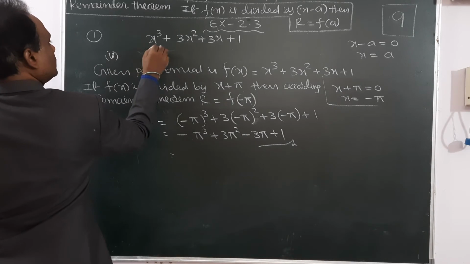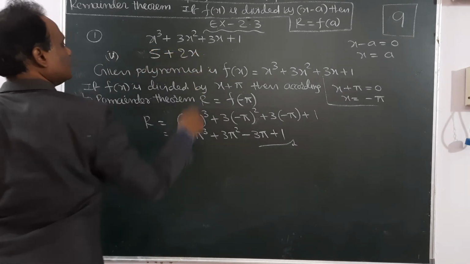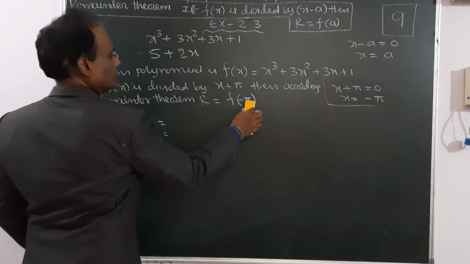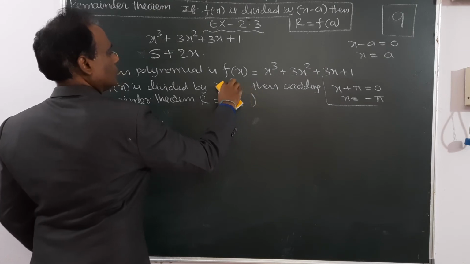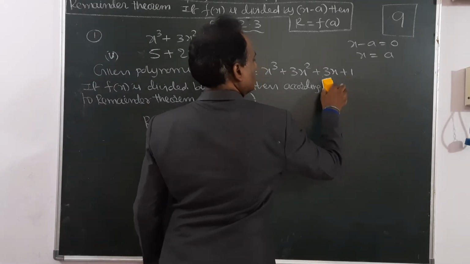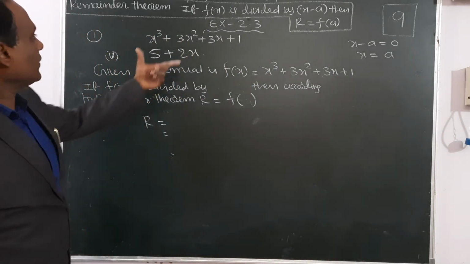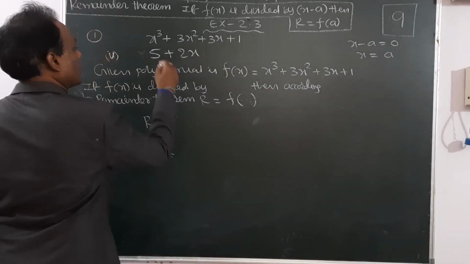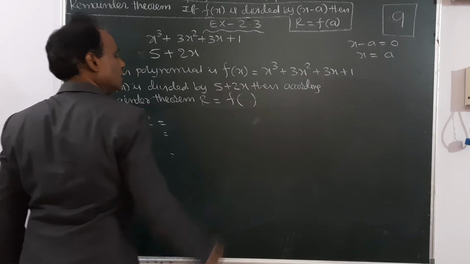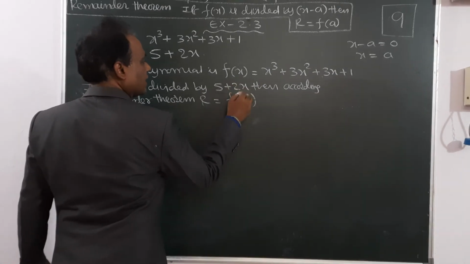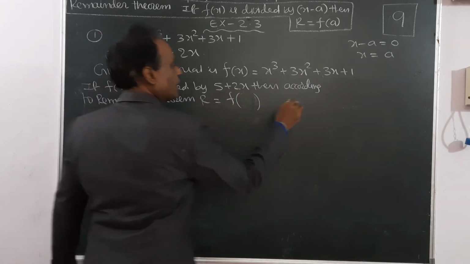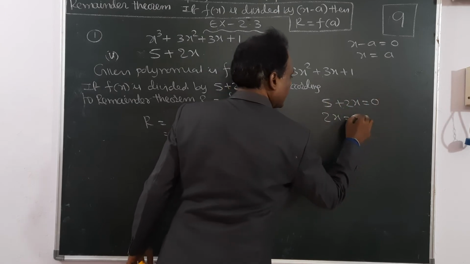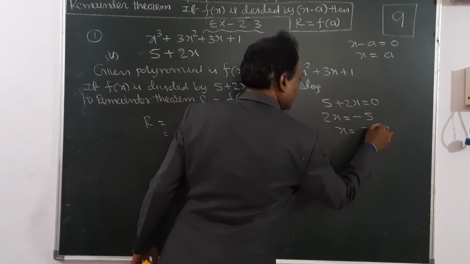Fifth bit, same model. This is the given polynomial x cube plus 3x square plus 3x plus 1. It is divided by what? 5 plus 2x. Then according to the remainder theorem, what number will we get here? Equate this 5 plus 2x to 0. 2x is equal to minus 5, taking plus 5 to the right side. X is equal to minus 5 by 2.